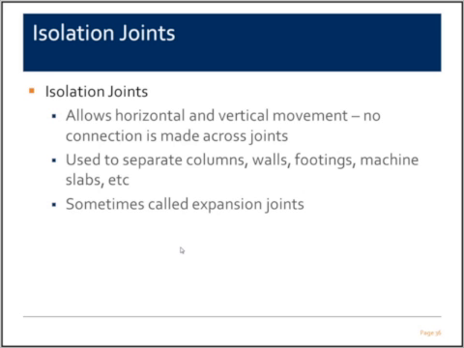Isolation joints. The goal of isolation joints is pretty straightforward. We're trying to separate columns, walls, footings, other fixed objects from the slab-on-ground itself. We don't want any vertical or horizontal movement. We don't want a connection across that joint.